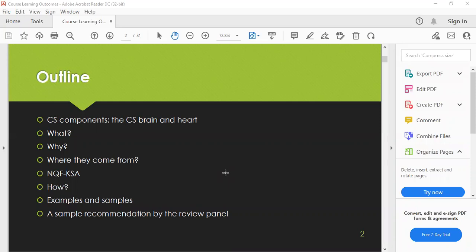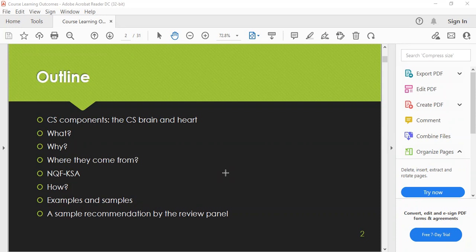Yes. So this is the outline of my talk and discussion. I'm going to start with the components of course specification, and I will mainly focus on what can be considered as the brain and heart of a course specification.